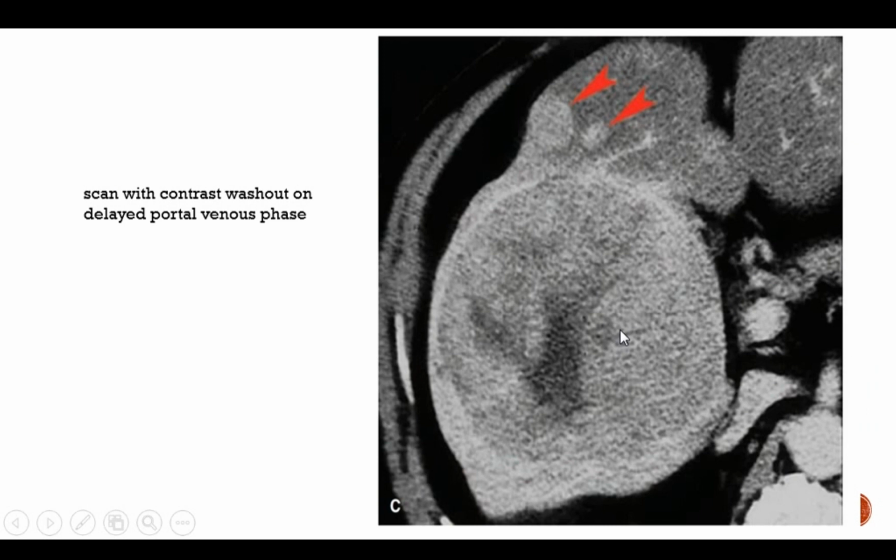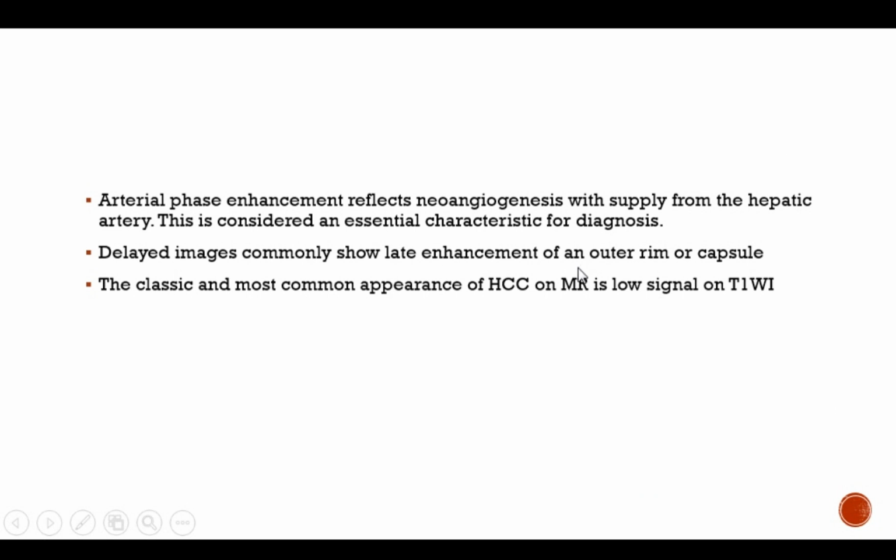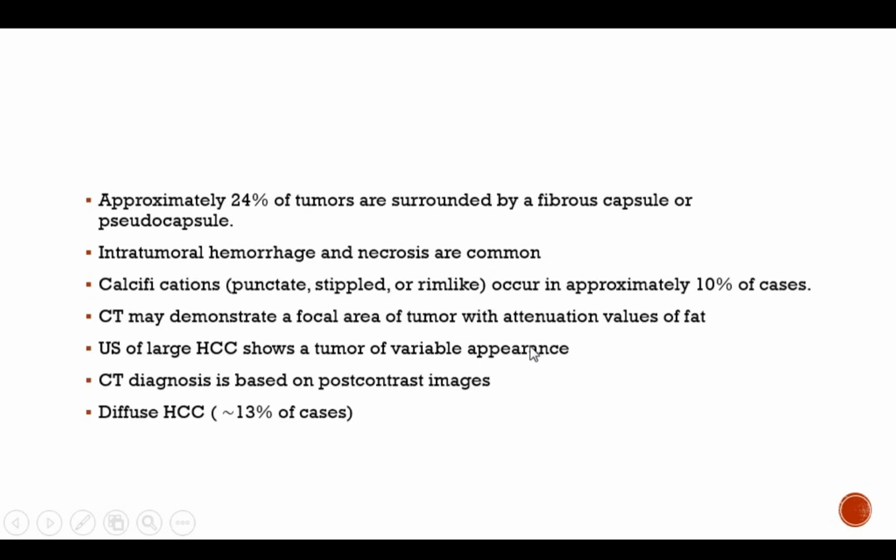So on the washout phase, we can see that it has a capsule with delayed enhancement as well as delayed contrast washout. Delayed contrast washout is in favor of hepatocellular carcinoma in cirrhotic patients. The reason for this contrast enhancement is that the tumor shows angiogenesis, new blood vessel formation. That's why it shows enhancement on contrast. Why? Because hepatocellular carcinoma is hypervascular, supplied by the hepatic artery. Why the enhancement in the delayed phase?